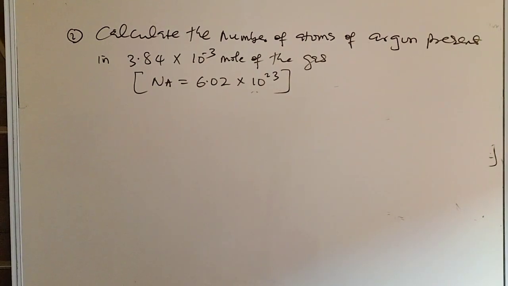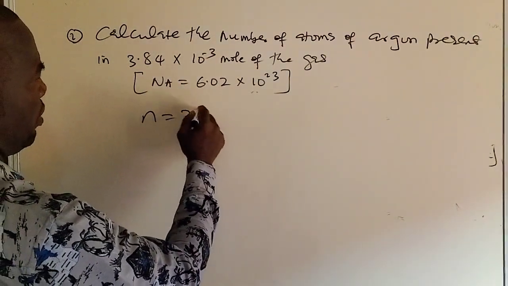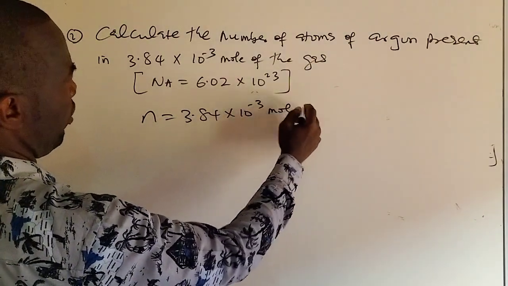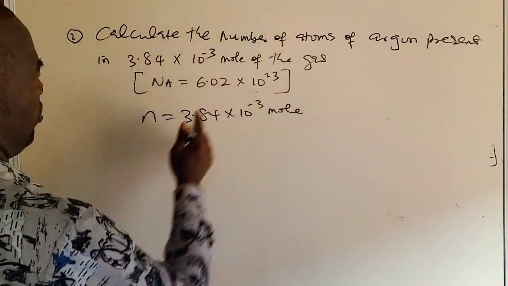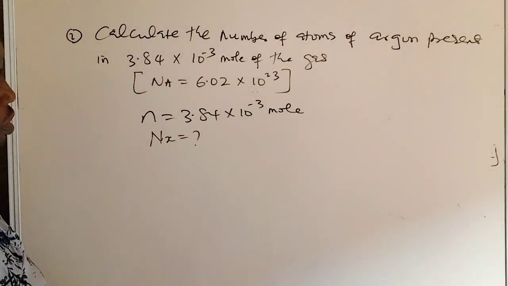So next example says calculate the number of atoms of argon present in 3.84 times 10 to the power minus 3 mole of the gas. In this question, the number of moles is given to us as 3.84 times 10 to the power minus 3 moles. So we are not finding the number of moles of argon. We're looking for the number of atoms, which we take as Ns, number of atoms. So this is a straightforward question.